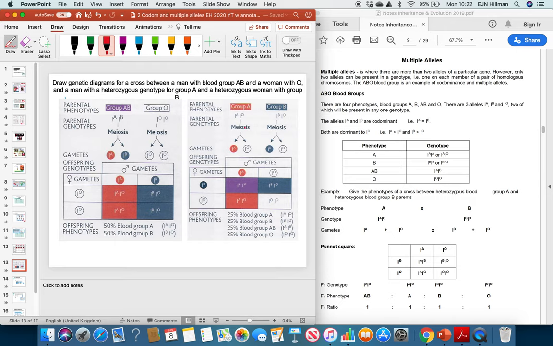Here, two individuals who are heterozygous, so blood group A, IA, IO, and blood group B, IB, IO. After meiosis, their gametes would either contain the allele IA or IO, and here, IB or IO. And all four phenotypes could be present in their offspring. So 25% would be IAIO, making them blood group A. 25% would be IBIO, making them blood group B. 25% would be IAIB, AB. And the last 25%, IOIO, blood group O.